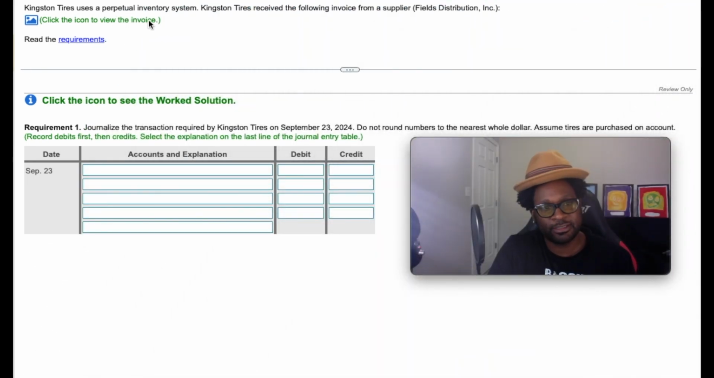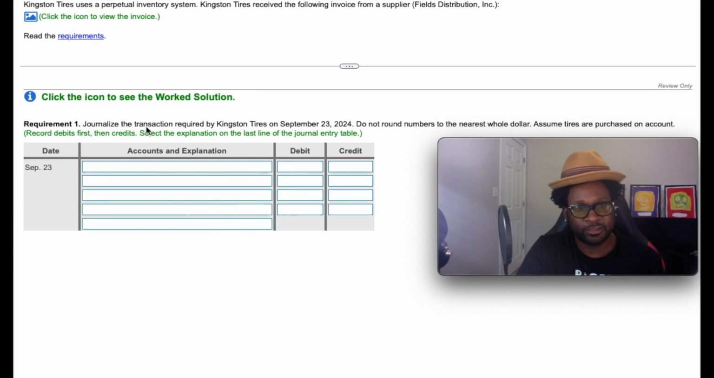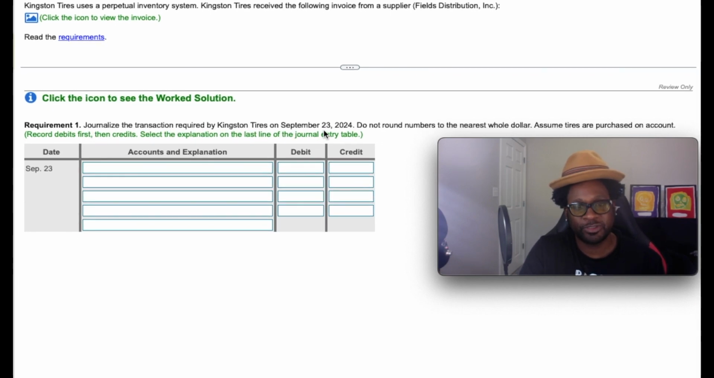So it tells us Kingston Tire uses the perpetual inventory system. Kingston Tires received the following invoice from the supplier, Fields Distribution. So it tells us to journalize the transaction required by Kingston Tires on September 23rd. Do not round the numbers to the nearest dollar. Assume the tires were purchased on account.